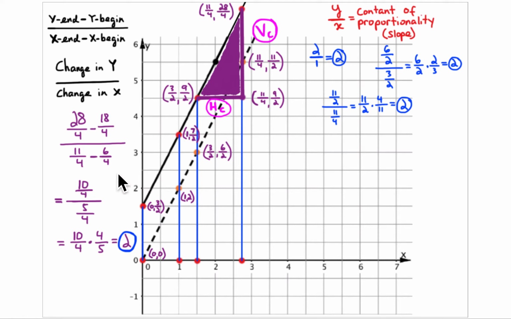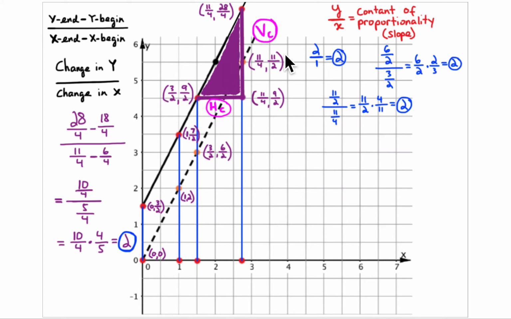Now, I'm messing up. This is 2.5 units, actually. So this change is 2.5 units. This change right here is 1 and 1/4 units. So 5/4 is 1 and 1/4. So if you think about it, 2.5 divided by 1 and 1/4, that's the same as 2 and 5/10 divided by 1 and 25/100. So that ratio, that comparison is 2, gives you a slope of 2.